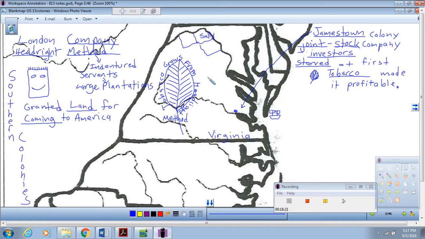Where England has Parliament, Virginia would have a democratic representative assembly, which would consist of those who were in Virginia, and this was called the House of Burgesses. So the democratic government in Virginia was called the House of Burgesses. I'm going to show this to you in just a few moments. The House of Burgesses.